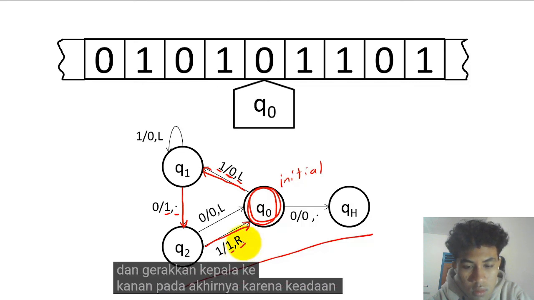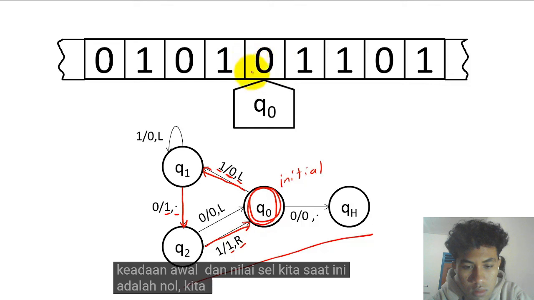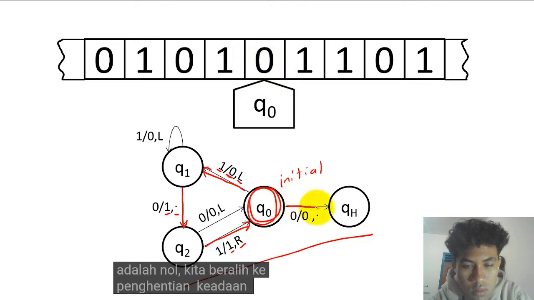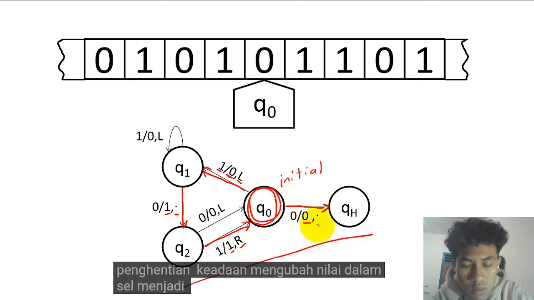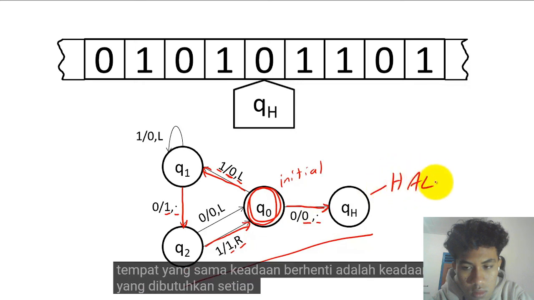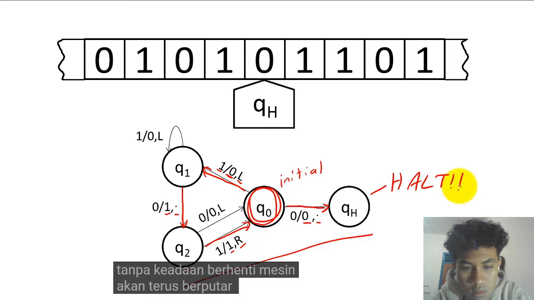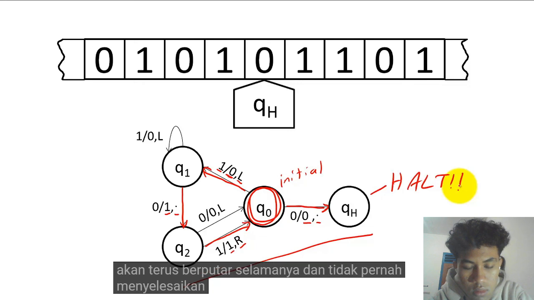Finally, since our state is the initial state, and our current cell's value is 0, we transition to the halting state. Change the value in the cell to 0, and keep the head in the same place. The halt state is another critical state that every Turing machine needs. Without the halting state, the machine will keep looping forever and never complete its programmed task.